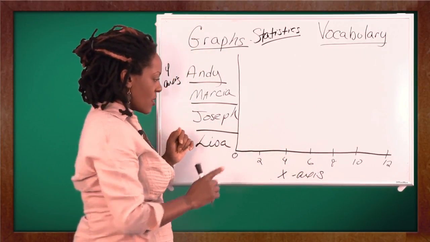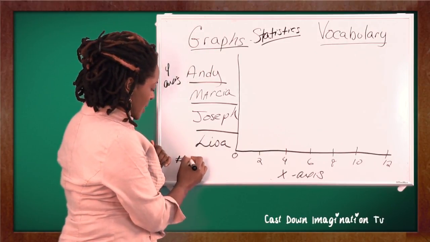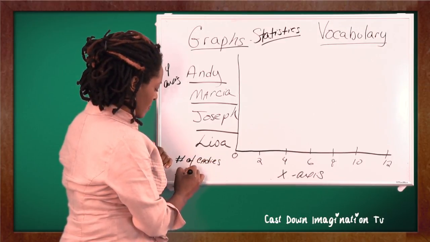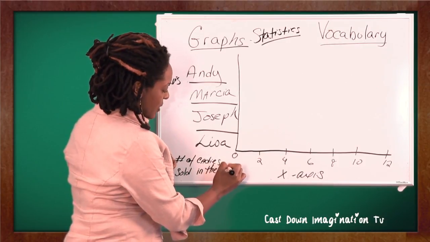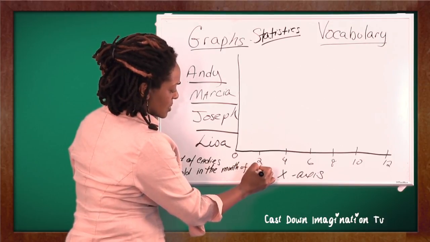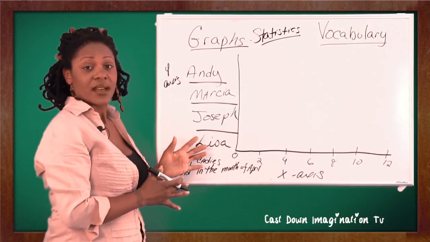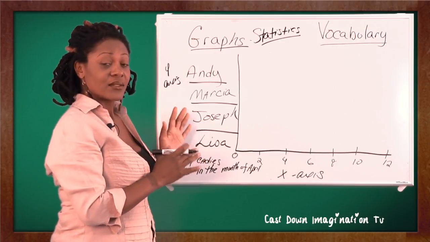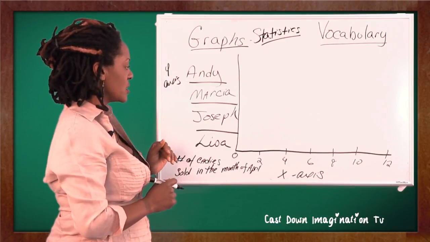All right, so here on the bottom axis, we're going to have the number of candy sold in the month of April. So say these students had a fundraiser going at their school, and a teacher wants to evaluate how many candies each student sold. Well, we can put that on a graph and give a visual representation of what that progress looks like and what all the information entails.